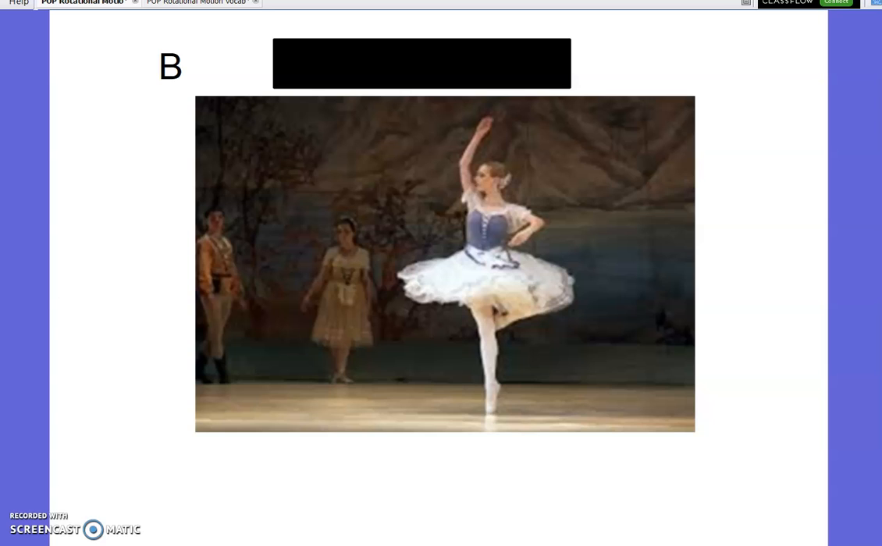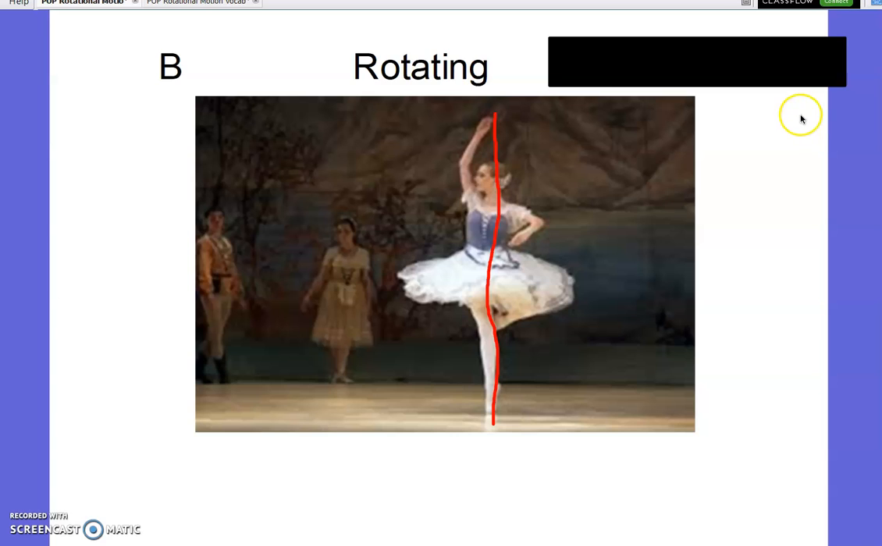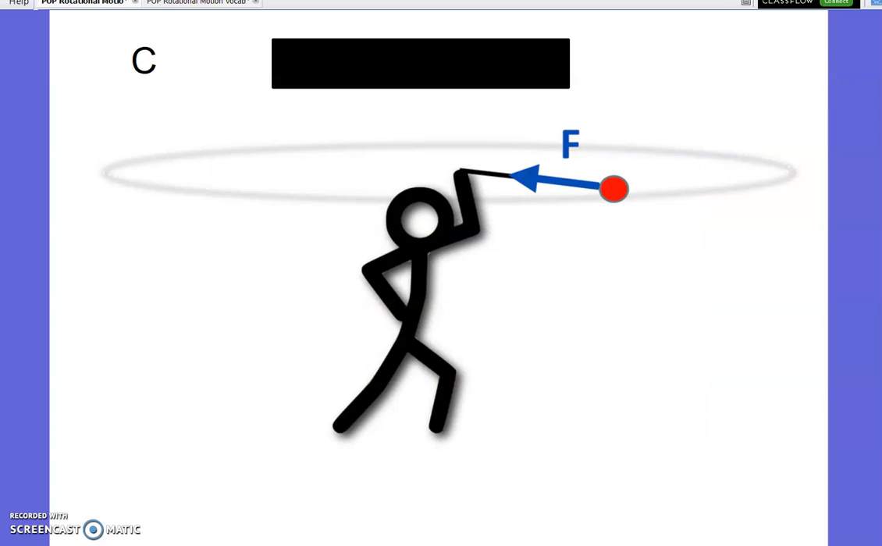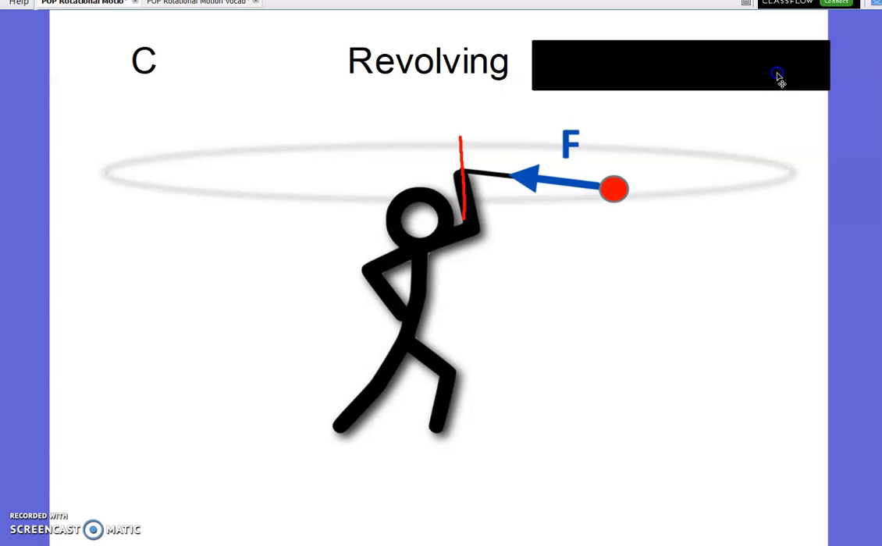The next one, it says, Susan is spinning around like a ballerina. Now, if we look at the axis here, the axis is actually going through Susan. And so therefore, this is an example of rotating. If the axis goes through the object moving in a circle, then it's an example of rotating. Letter C, it says, Jane is swinging a ball attached to a rope around in a circle. The axis in this situation is right here, where the person's hand is, and the ball is not going through the axis. Therefore, this is an example of revolving.